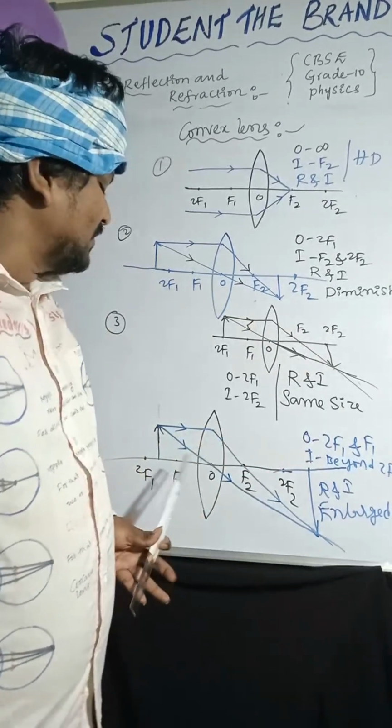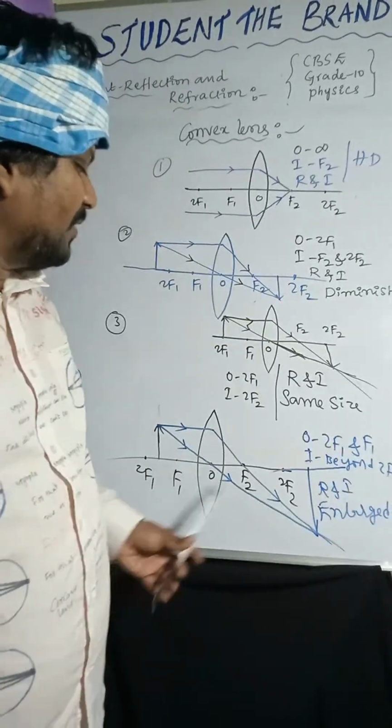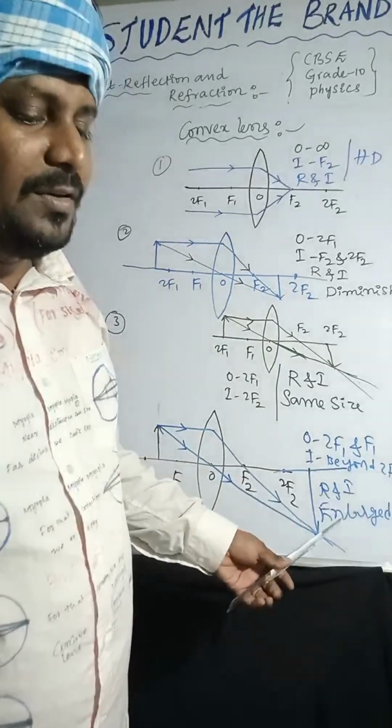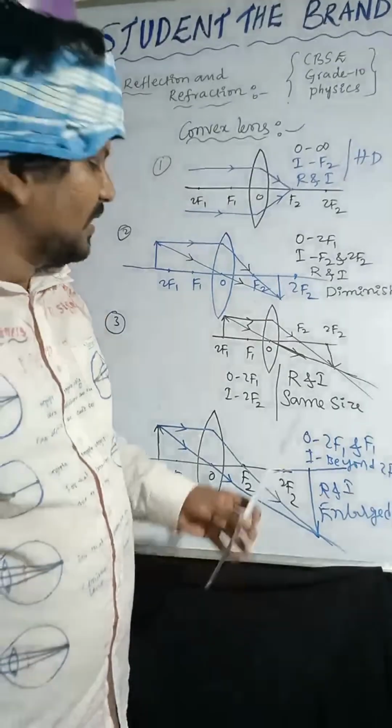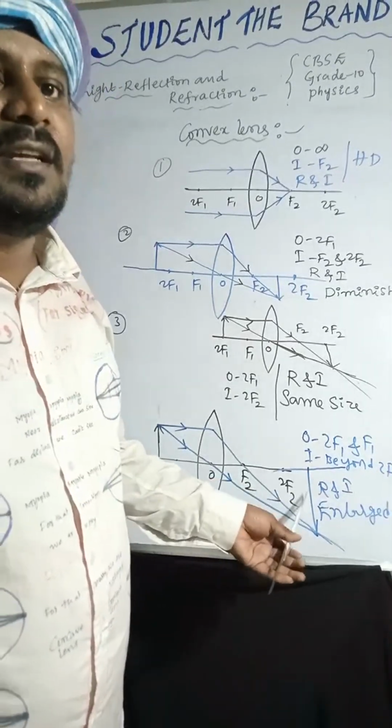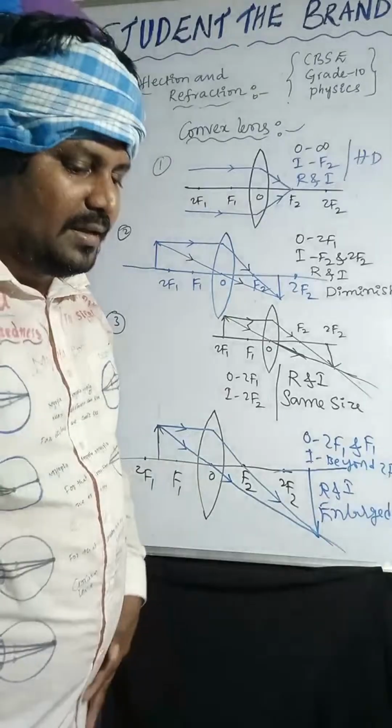Okay. So next one, object is placed between 2F1 and F1. Image will form beyond F2. Nature of the image is real, inverted and enlarged. Right? Clear?